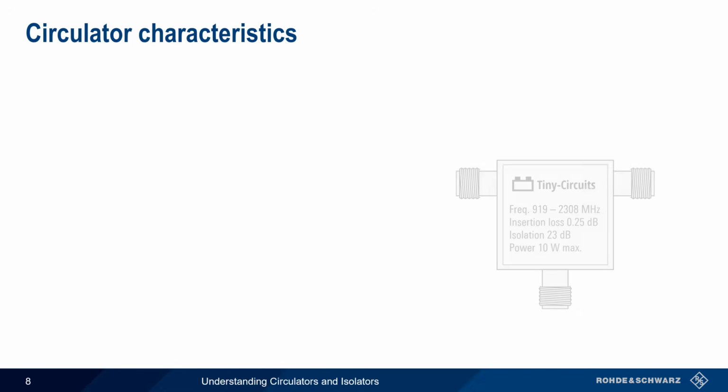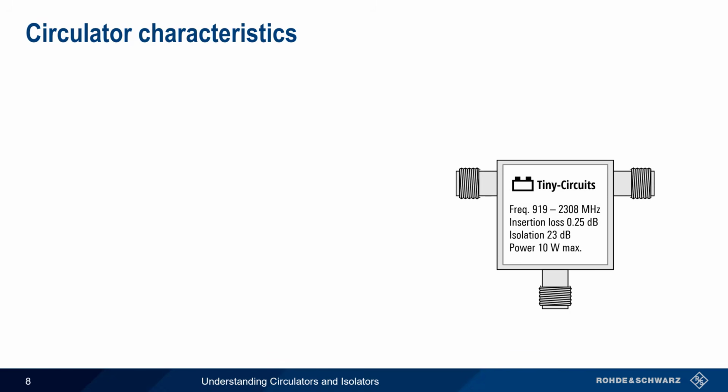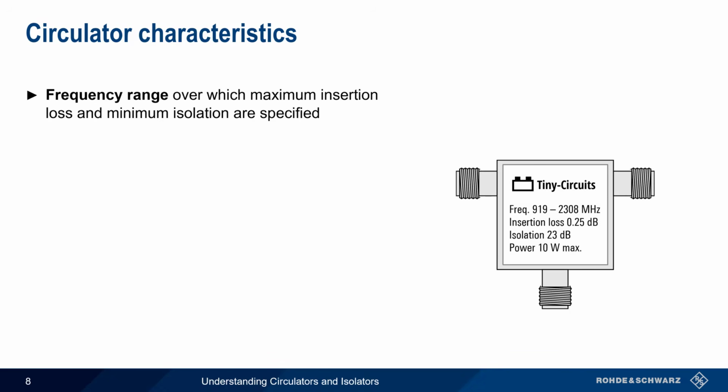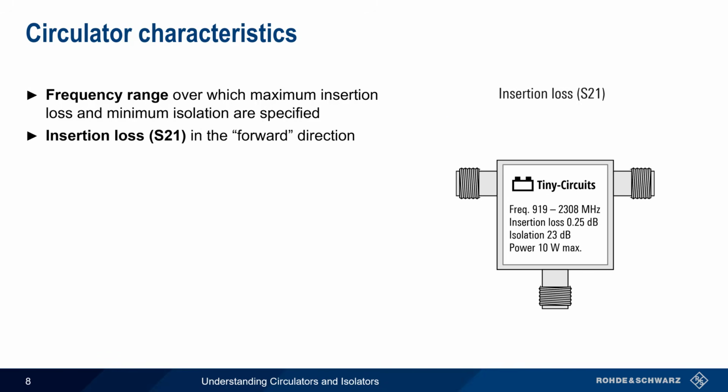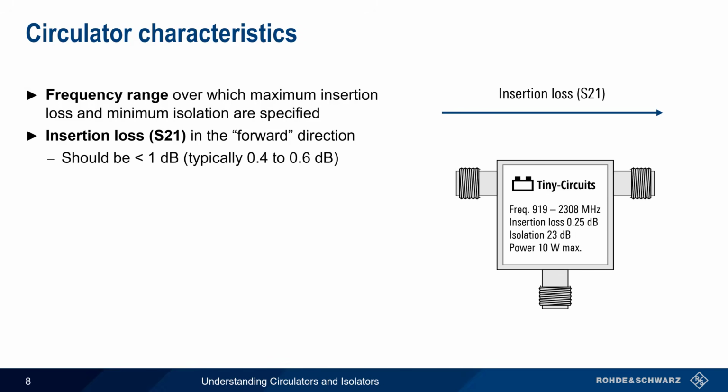But first, let's look at the most important performance characteristics of a circulator. All circulators have a specified frequency range over which their maximum insertion loss and minimum isolation are specified. Recall that insertion loss refers to how much the signal is attenuated between a pair of ports in the forward direction. Ideally, this would be 0 and should always be less than 1 dB, with most coaxial circulators having between about 0.4 and 0.6 dB of loss.